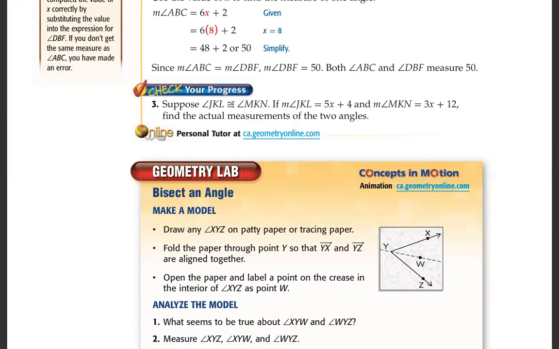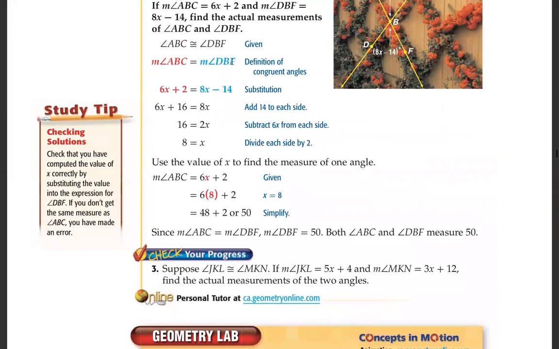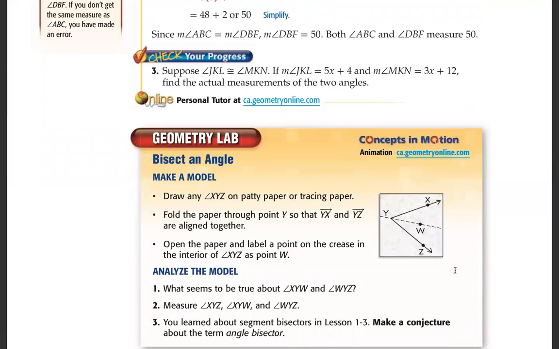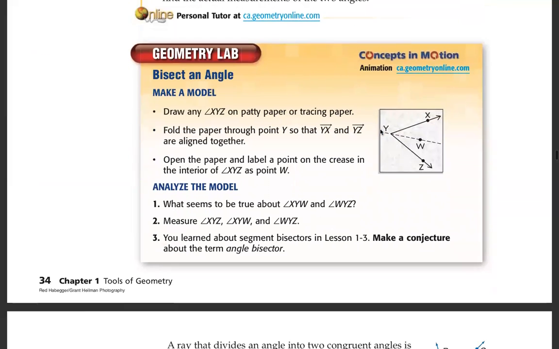This one is our mother equation. From congruent, we change it into equal, so it becomes the measurement of angle JKL is equal to the measurement of angle MKN. And then after that, you replace with the expression that represents them. So 5x plus 4 equals 3x plus 12. And then you will do the algebra and solve for x. After you solve for x, you replace x in one of the angles to finally answer the problem, which is the actual measurements of the two angles.